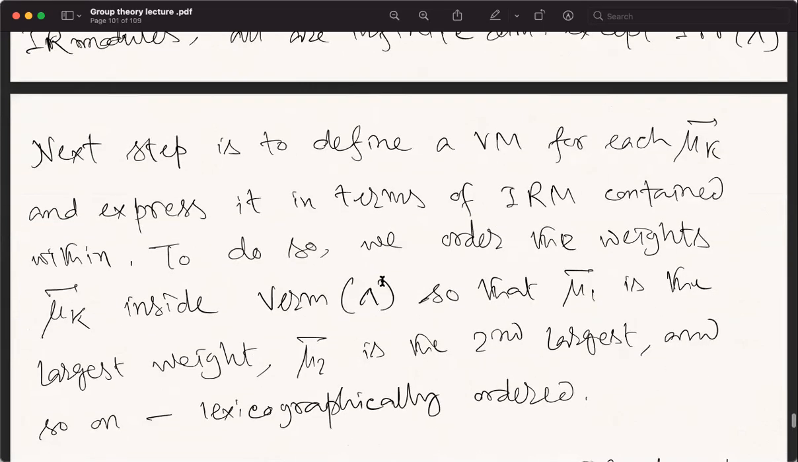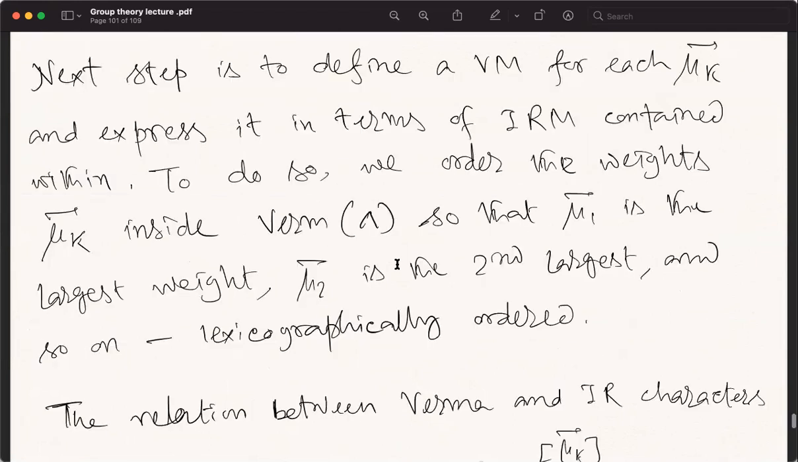Now, the next step is to define a Verma module for each mu k and express it in terms of irreducible modules contained within the Weyl chamber. To do so, we order the weights mu k inside the Verma module lambda so that mu1 is the largest weight, mu2 is the second largest, and so on. So it's like you just order them lexicographically.